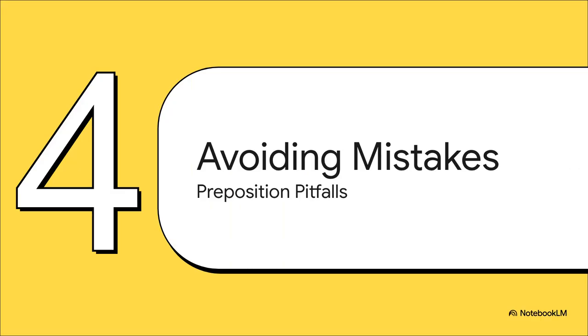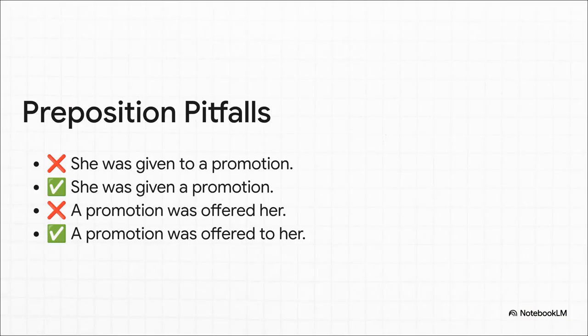Okay, section 4: avoiding common mistakes and preposition pitfalls. Before we actually test your knowledge, we need to address the most frequent errors advanced learners make. Even at a C2 level, these little preposition pitfalls can totally trip you up. The absolute biggest trap involves the preposition "to." Saying "she was given to a promotion" is just incorrect. The proper form is "she was given a promotion." You never want to use "to" before the direct object in a Type 1 sentence.